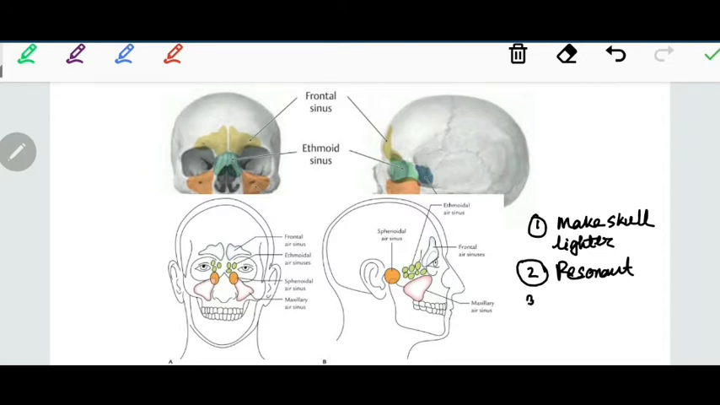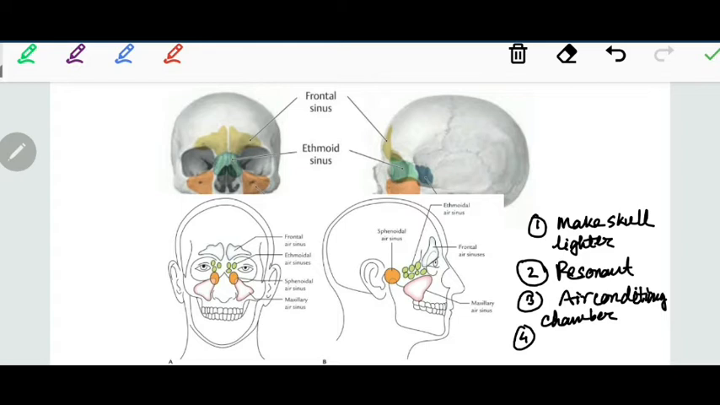Number 3, they act as air conditioning chambers by adding humidity and temperature to the inspired air. Air conditioning chamber.